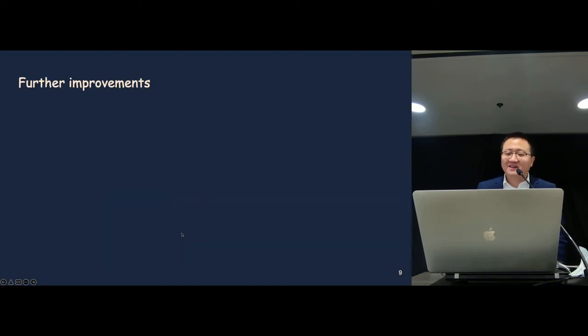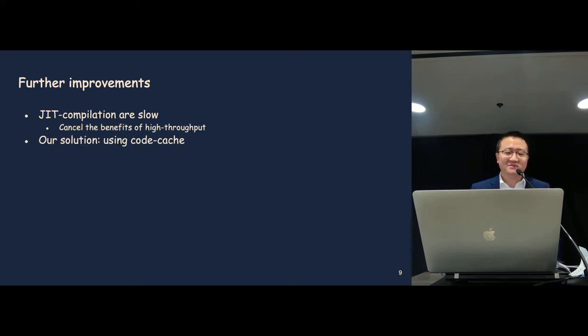Now we have very nice features of compiled native functions, compiled path constraints. We still need other optimizations to obtain sustainable high throughput. First of all, because just-in-time compilation is very slow, it may cancel the benefits of this high throughput. So we use a code cache to avoid redundant compilation of the path constraints.